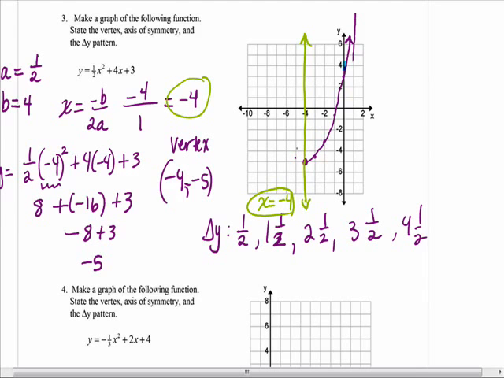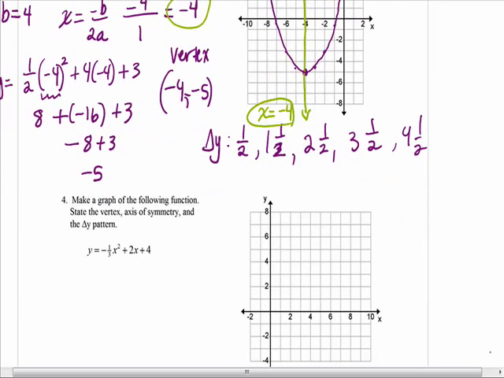Once you have that graph and you've labeled it, go ahead and reflect your points. A bit like that. Oops, I went crazy with that one. All right, I would like you to go ahead and try number 4 by yourself.